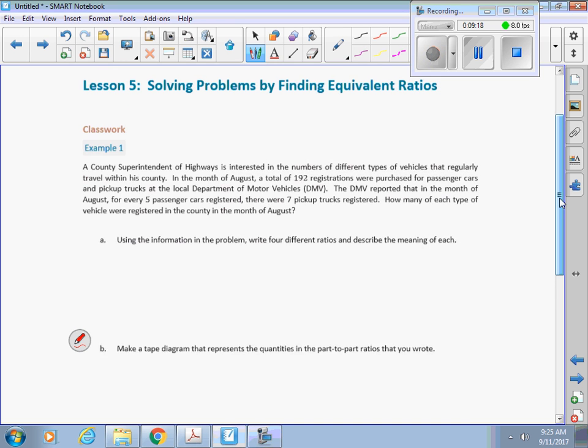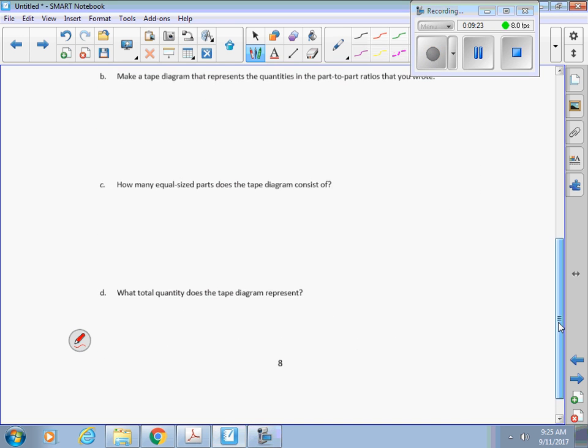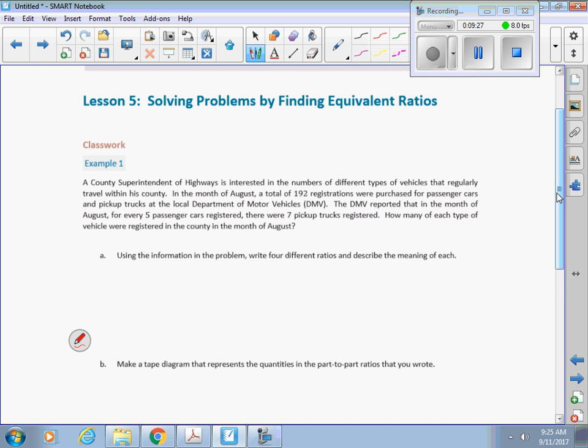All right, guys, now we're on page 10, I believe. Nope, page 8. We are going to be looking at lesson 5, which is solving problems by finding equivalent ratios. We're going to use a tape diagram here in a minute. Does anyone remember using tape diagrams in elementary school? All right, so a good number of you. If not, this isn't terribly complicated.